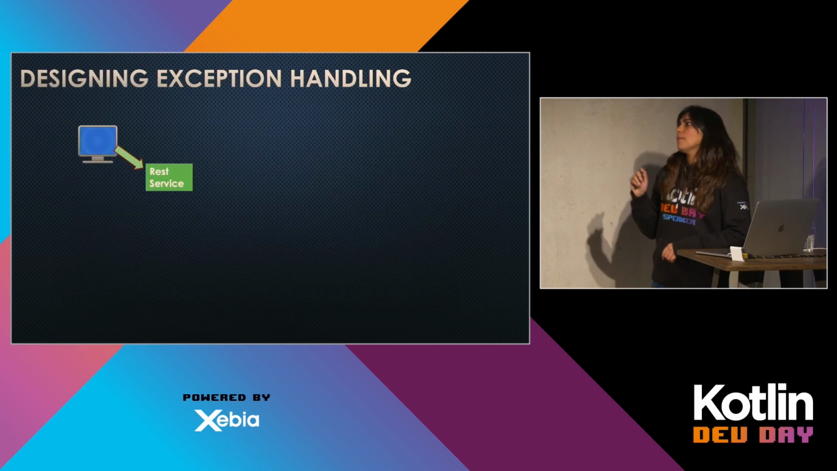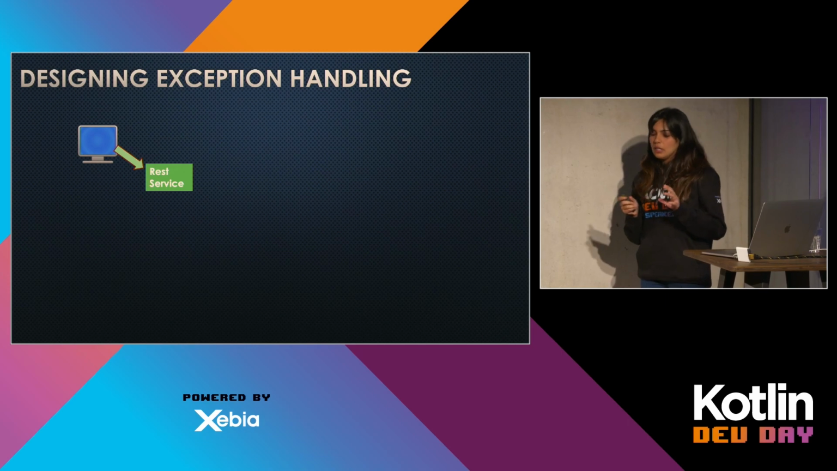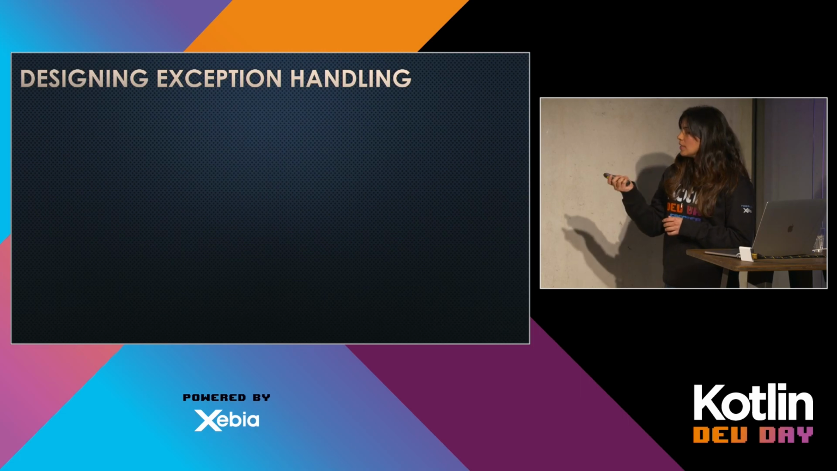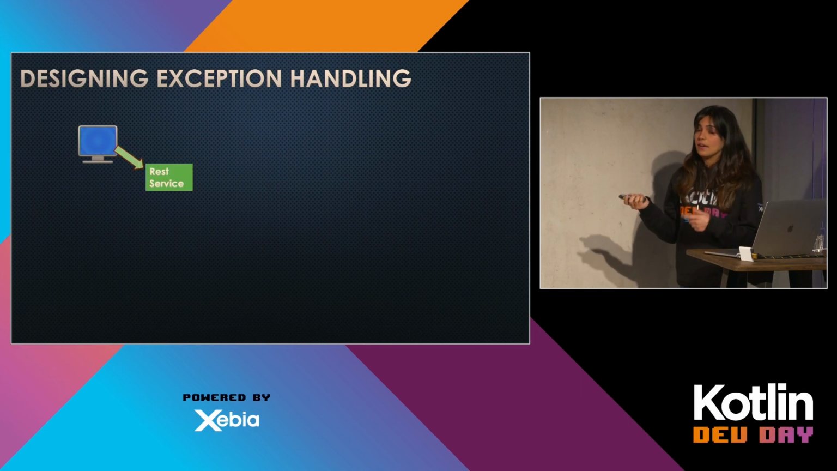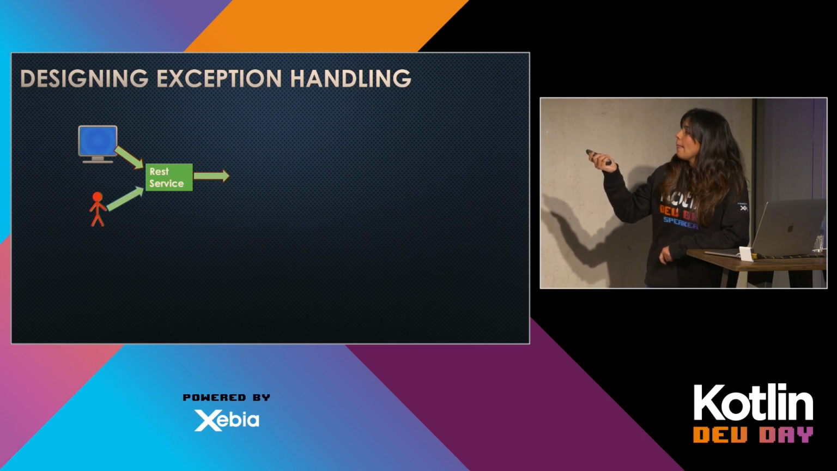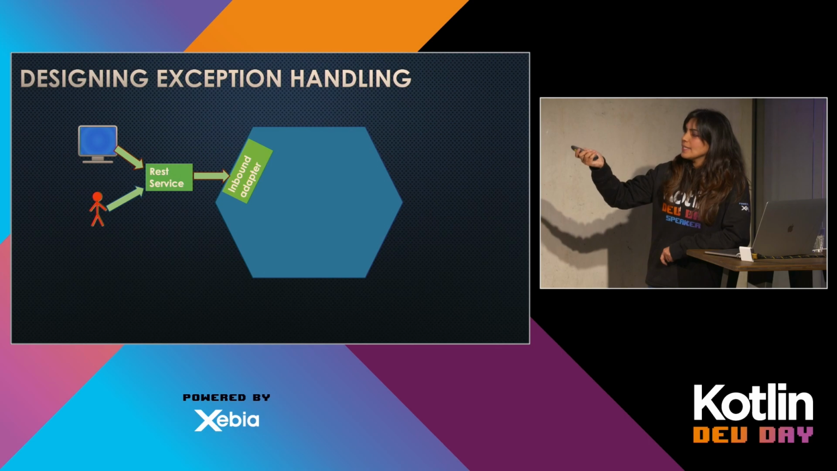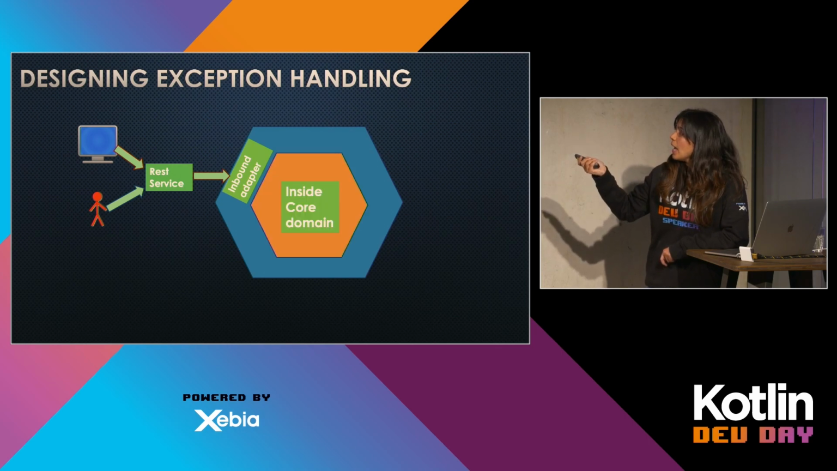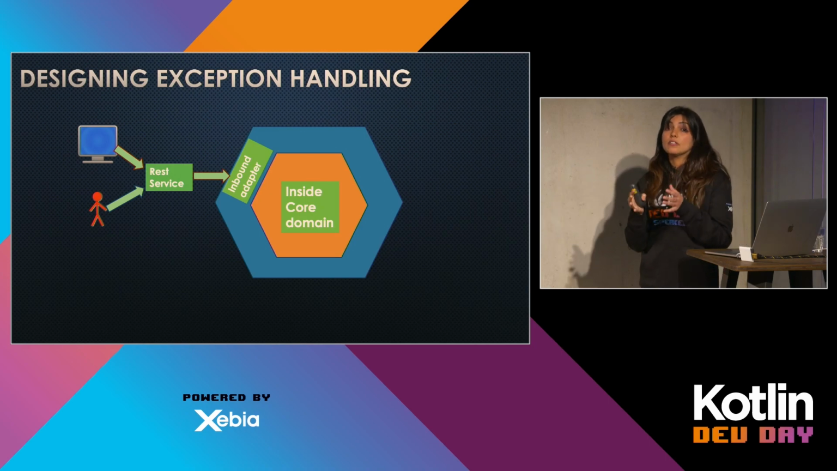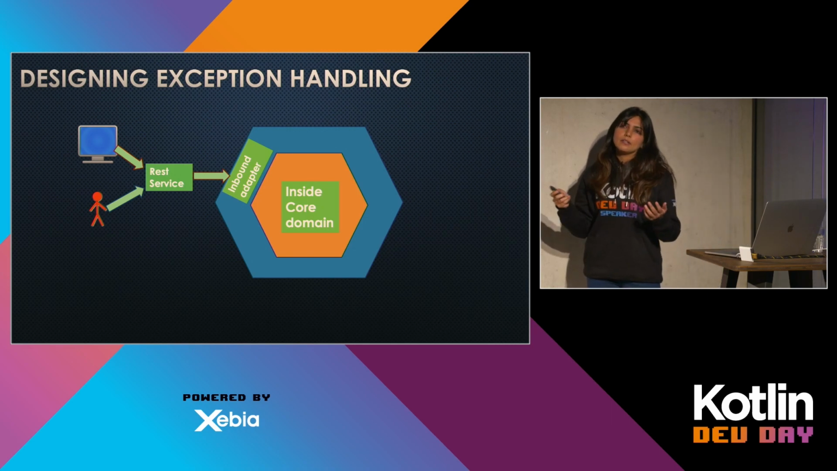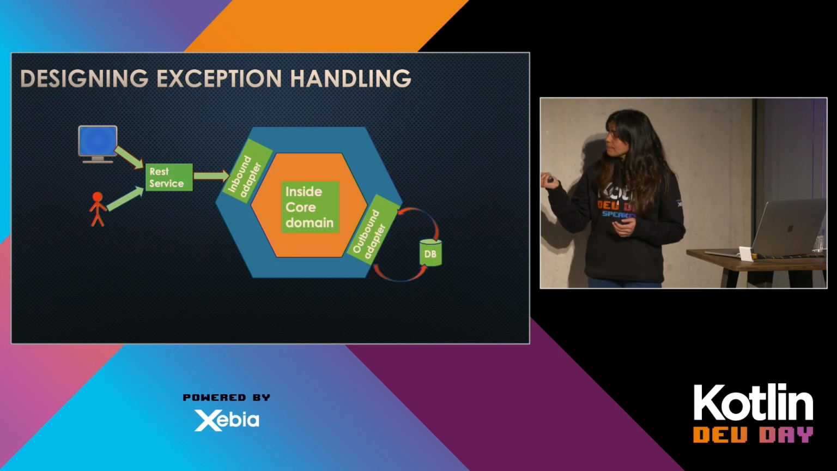However, I want to sum up my talk today by talking about the design of our exception handling framework. So this is how a typical system looks like nowadays. You have a user or a browser who is calling a certain REST service, which is basically interacting with your controller layer, which is your inbound adapter. And then you have your inside core domain, which is basically where your business logic lies. Most of the cases we are either interacting with a database or some external service.